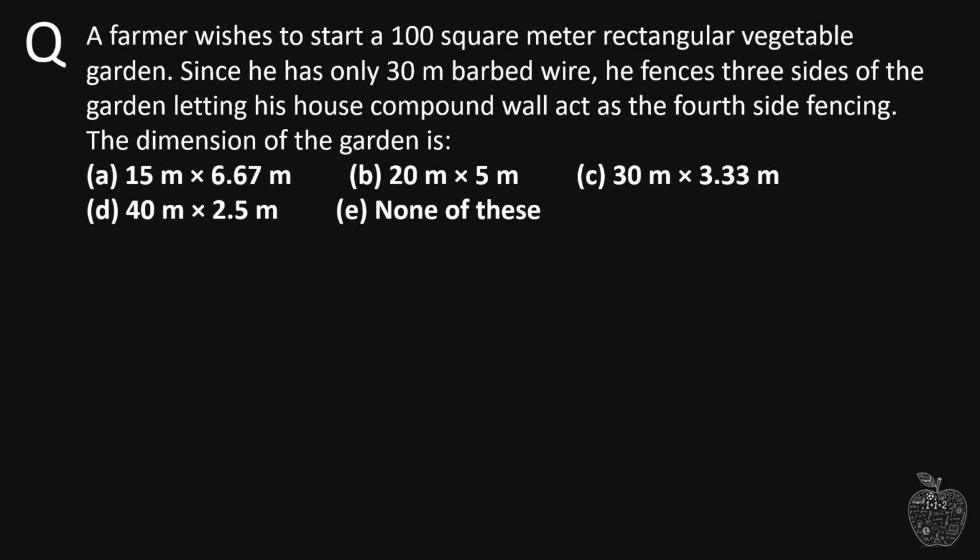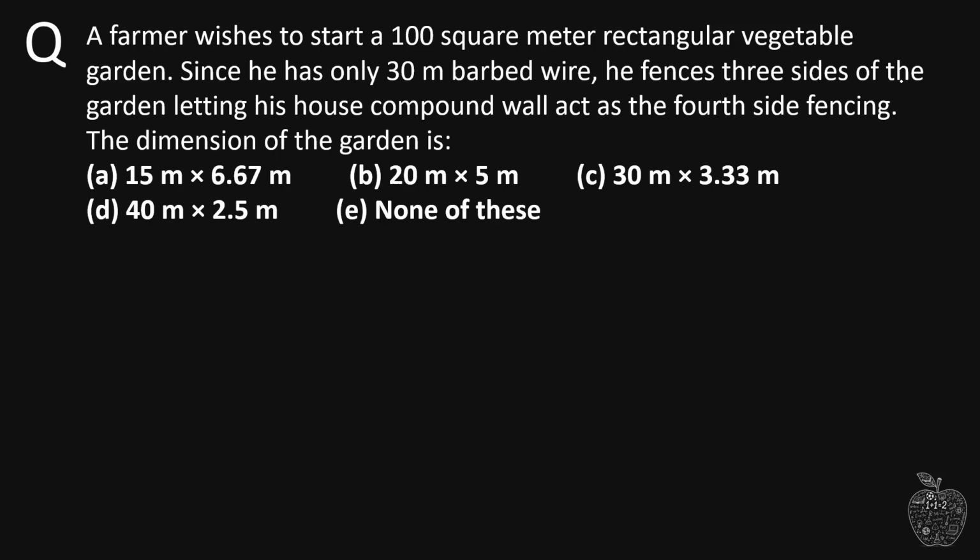A farmer wishes to start a 100 square meter rectangular vegetable garden. Since he has only 30-meter barbed wire, he fences three sides of the garden, letting his house compound wall act as the fourth side fencing. The dimension of the garden is. Now let's start from here.